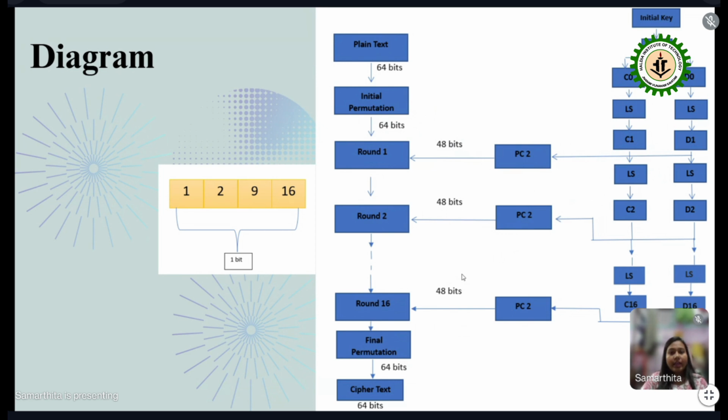Now again many questions are arising: this is happening, but what is exactly happening in round 1? What is round 1? How does round 1 work? I will explain that in the next slide.